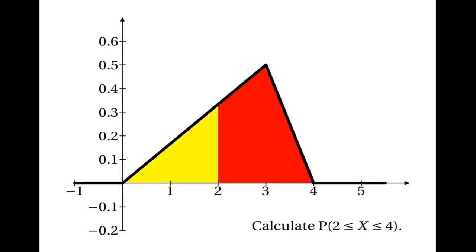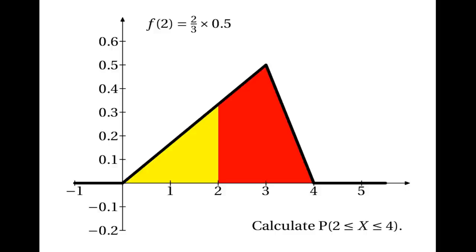But actually there's a slightly easier way. The entire area under the graph must be 1. So what we can do is to find the area of the yellow triangle and subtract this from 1. Now finding the area of a triangle is generally quite easy, but this time we need to start out by working out the height of the triangle. We need to find the value of the probability density function when x is 2.